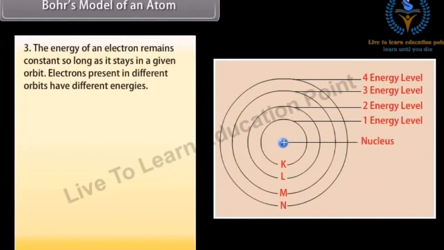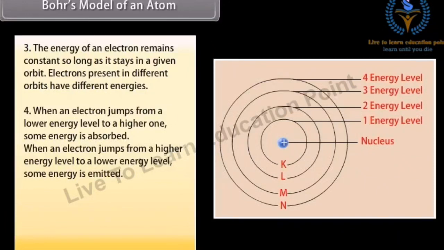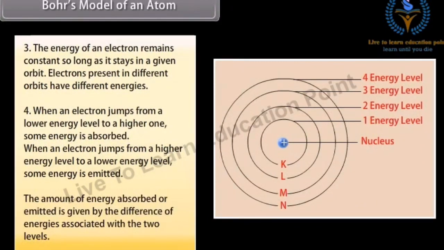3. The energy of an electron remains constant so long as it stays in a given orbit. Electrons present in different orbits have different energies. 4. When an electron jumps from a lower energy level to a higher one, some energy is absorbed. When an electron jumps from a higher energy level to a lower energy level, some energy is emitted. The amount of energy absorbed or emitted is given by the difference of energies associated with the two levels.